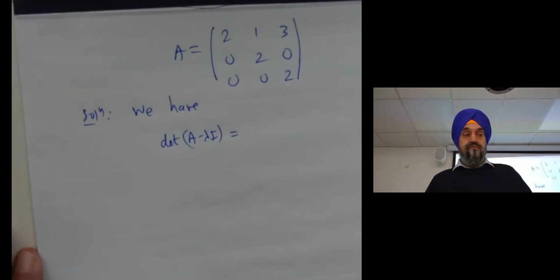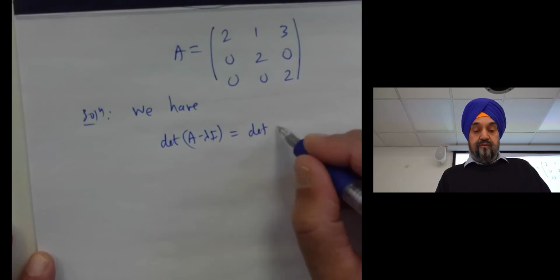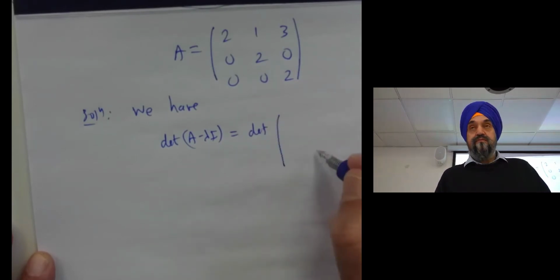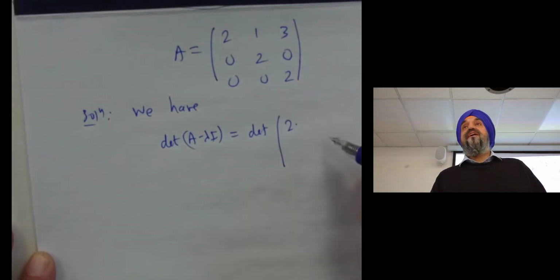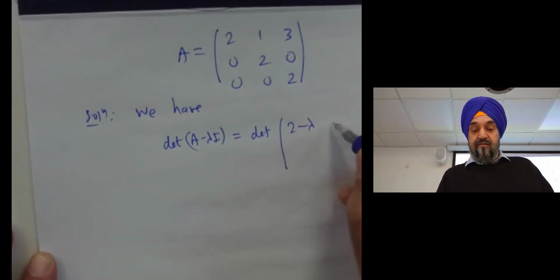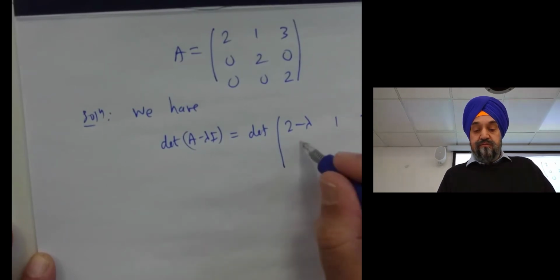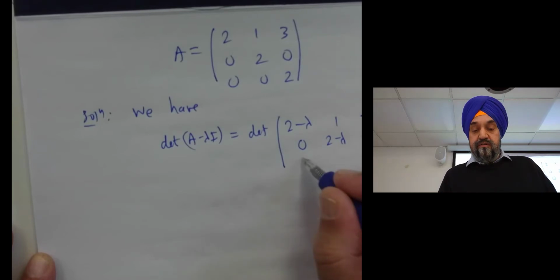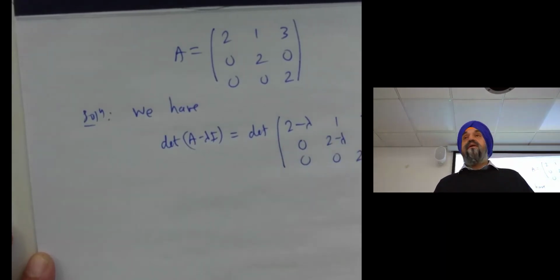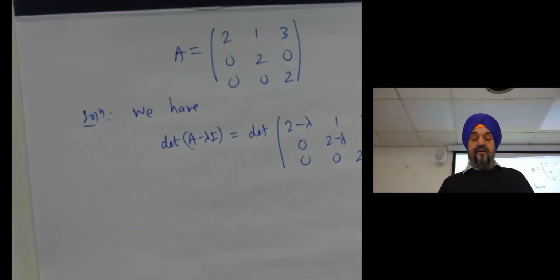There's going to be 2 minus lambda. You just take away lambda on the diagonal. Then 1, 3, then 0, 2 minus lambda, 0, and 0, 0, 2 minus lambda. So all you do is take away the lambda along the leading diagonal. That's what it comes down to. Now, what about this one?